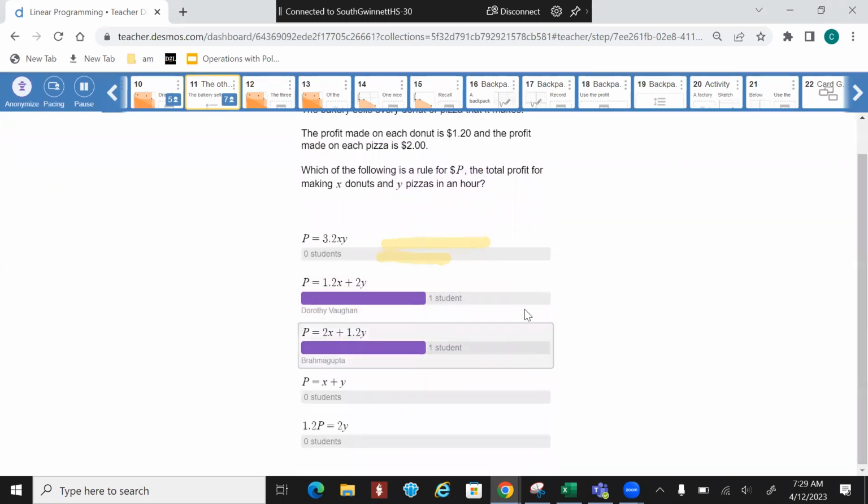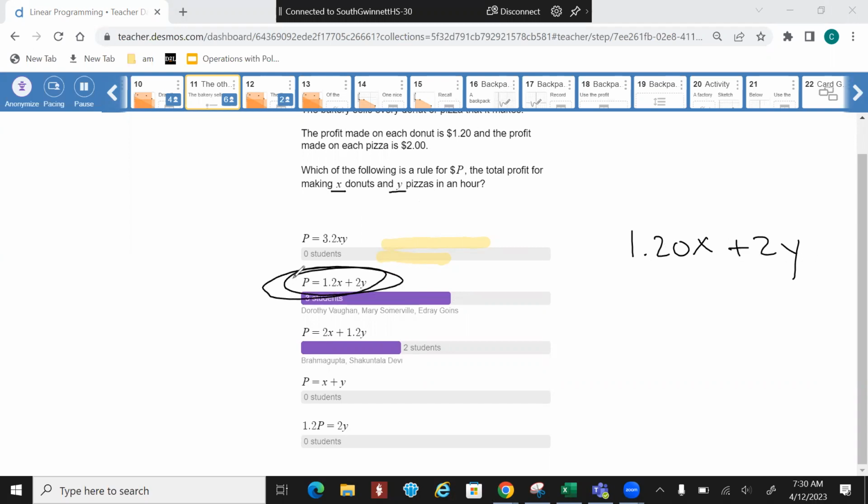Okay, so 2 of you are kind of on the right track. Thinking about this, which one is X, donuts or pizzas? Donuts. Okay, and donuts are $1.20, right? What about pizzas? Pizzas are $2, and they're the Y value. So you have to make sure that you pay attention to how they define X and Y. Okay, so this should have been 1.20X plus 2Y, so it should have been that second one.